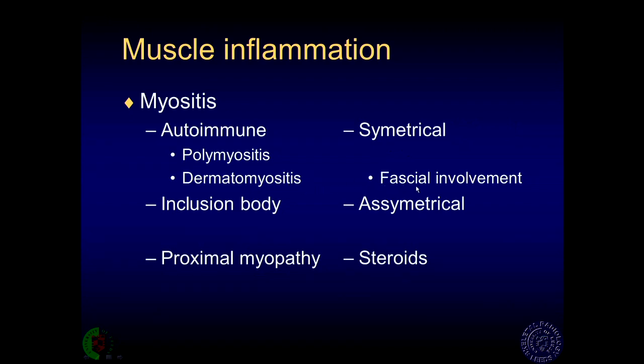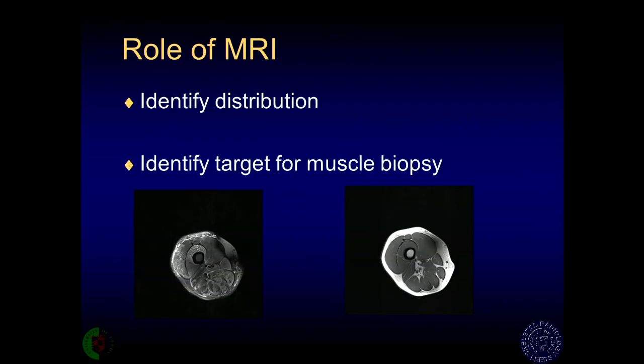Dermatomyositis is associated with a lot of fascial involvement, so when you see muscle inflammatory change, you also see fascial involvement with fascial calcification also present. Inclusion body tends to give you a very asymmetrical involvement with patchy involvement of different muscle groups, and proximal myopathy tends to give you proximal muscle edema. So if you identify the distribution, that's the first step.